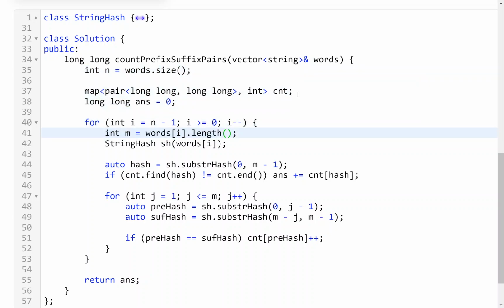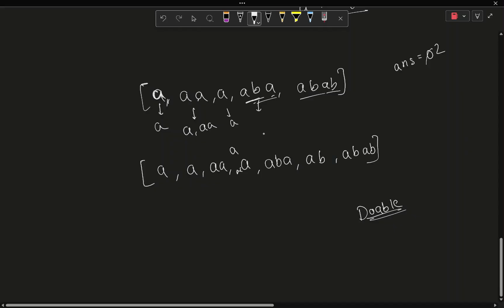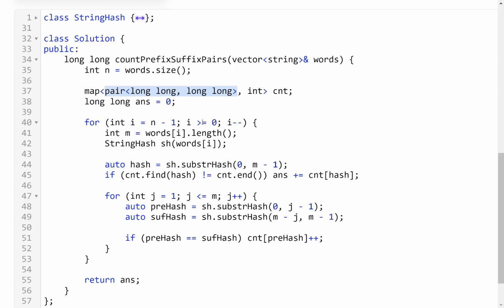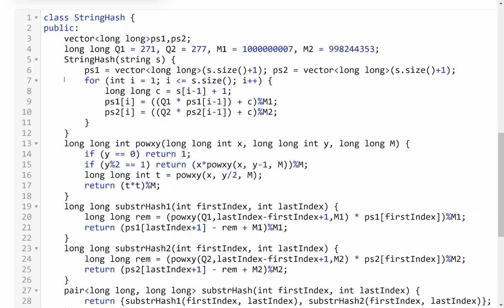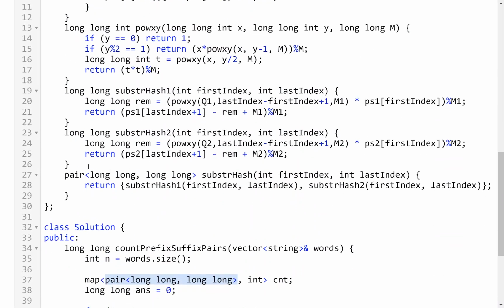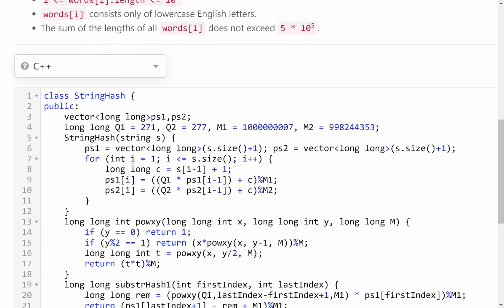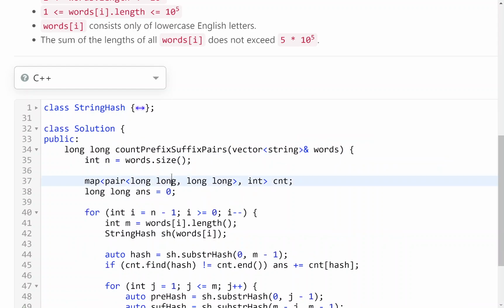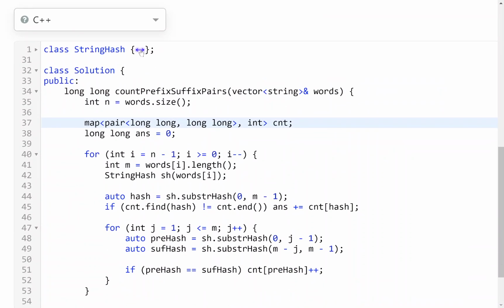here I am creating a map which will store the count, with a pair of long long as key. As we know, inside the map you would be storing the hash values, and the string hash which I use actually has a pair, like it is using double hashing. You would have also studied about double hashing. In case you have not, then please search about it.